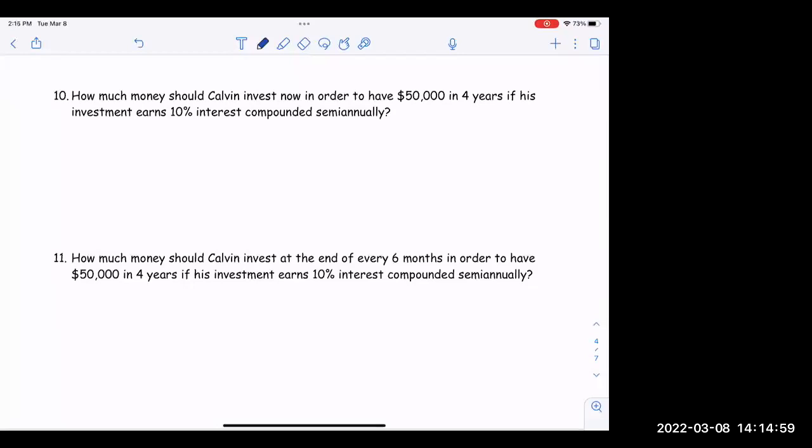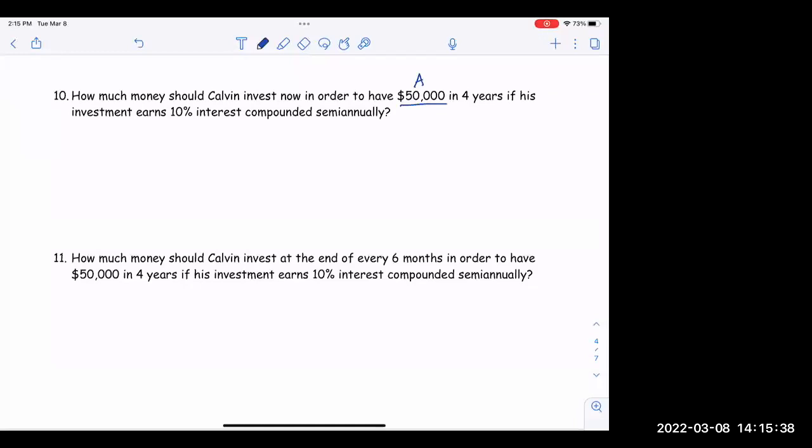Number 11 looks really similar. How much money should Calvin invest at the end of every 6 months in order to have $50,000 in 4 years if his investment earns 10% interest compounded semi-annually? So lots of similarities here. How much should he invest in order to have $50,000? So is $50,000 a payment amount? Is that a starting amount? Is that how much I want to end up with? In this case, we want to have that amount in 4 years. So that's a future value.